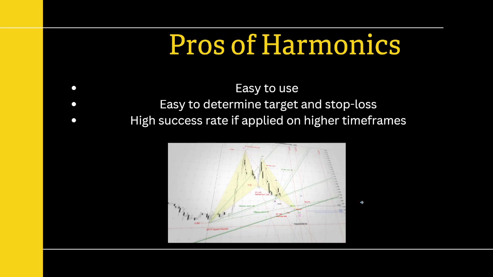So the pros of harmonics are that it is easy to use, it is easy to determine target and stop losses, and this in many other strategies is an issue. But harmonics makes it very easy to determine where your stop loss should be and where your take profit should be. And thirdly, it has a high success rate if applied on higher time frames.